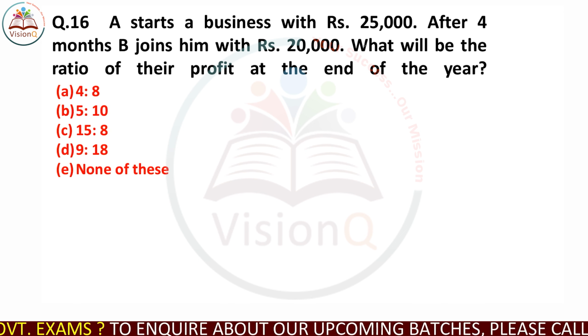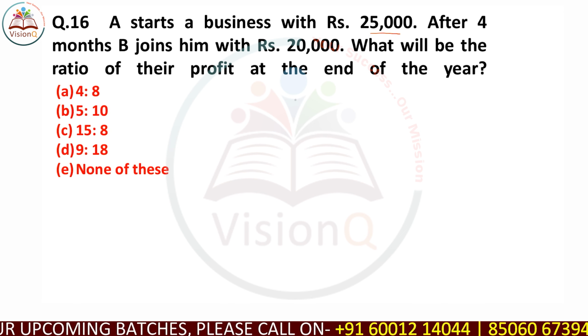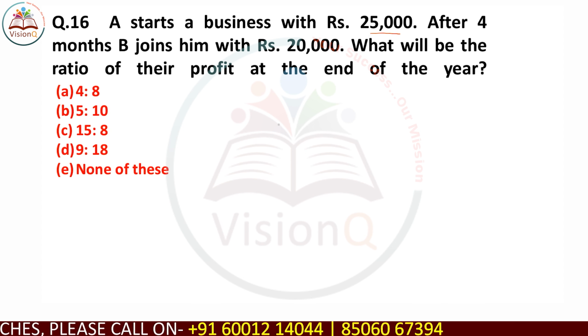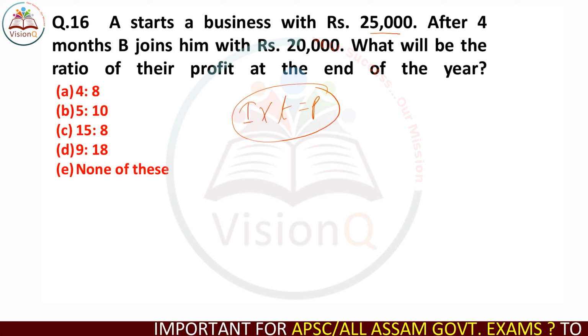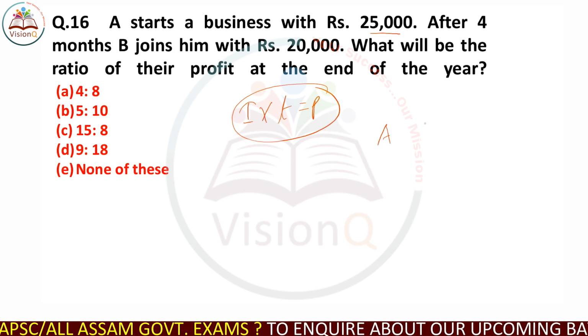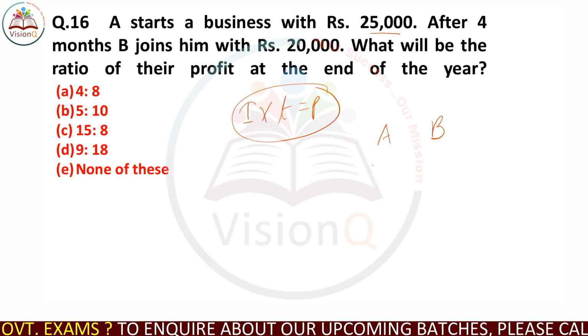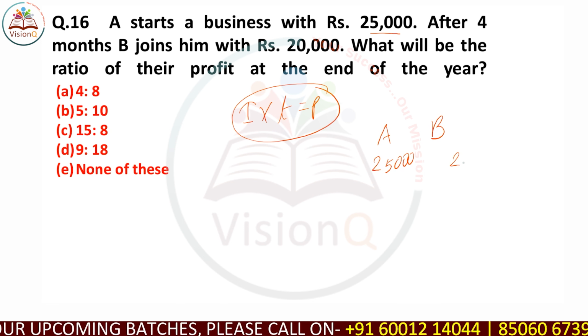Now A starts a business with rupees 25,000. After 4 months, B joins A with rupees 20,000. So what do I have to find out? I have to find out the ratio of the profit at the end of the year. Now we know if I multiply investment with time, I will get the profit. Just multiply investment with time to get the profit ratio. Now the investment of A and B is given. The investment of A is 25,000 and the investment of B is 20,000.